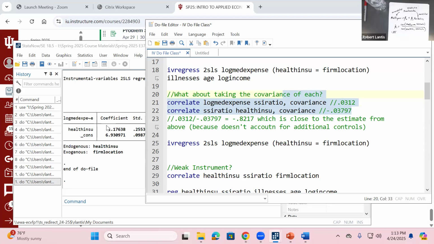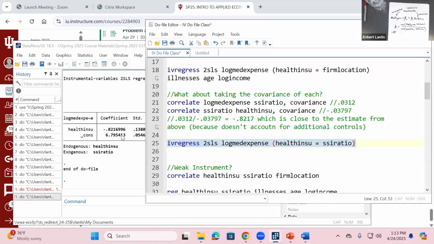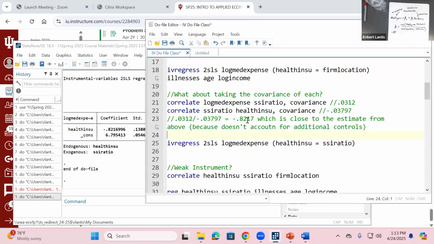So I've got firm location. Oh, did I do this? Log expense, health insurance, firm location. No, this is not the one I wanted. I copy and pasted the wrong one. We were looking at Social Security income ratio. I was going to say, why is that off? Oh, what's the name of the variable? Did I misspell something? Yes, I did. Add an R in there. Sure enough, if I run it without the controls, I get that negative 0.8217.